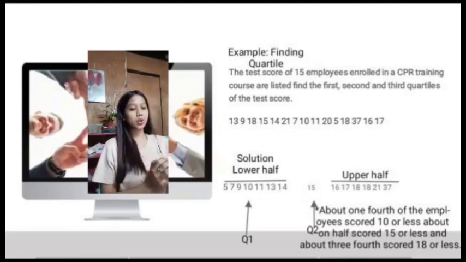In 18, so this is Q1, Q2, Q3 now. The reason why it is the middle is because 15 is the middle value. First of all, the data must be sorted. So we go to the lower half on the left and look for the middle value. Then we go to the upper half, and also look for the middle of that half.